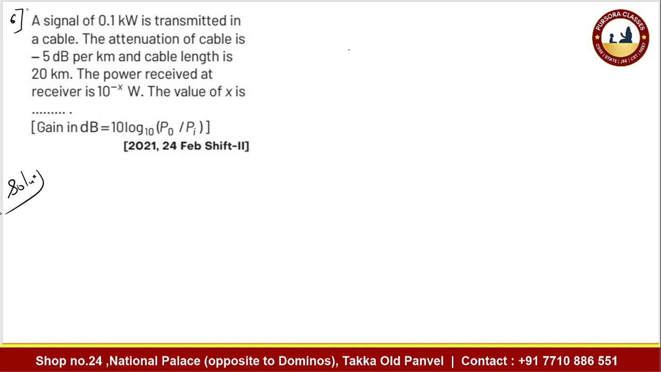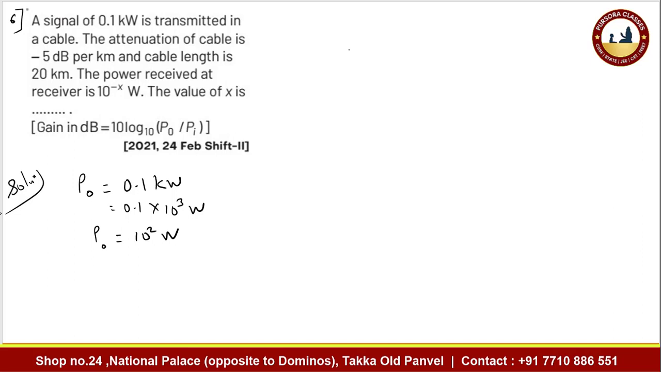In the data it is given that a signal of 0.1 kilowatt is transmitted in a cable. So the power transmitted, that is the input power, is 0.1 kilowatt. That will be 0.1 into 10 raised to 3 watt, or 10 raised to power 2 watt. That is the power transmitted.